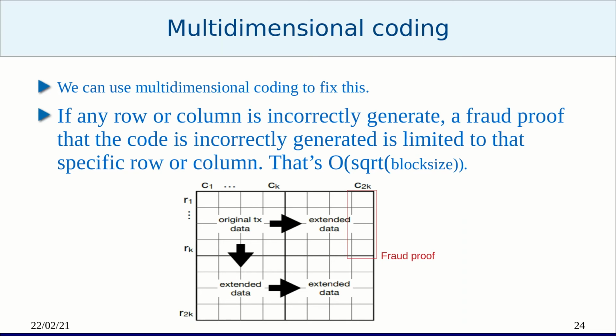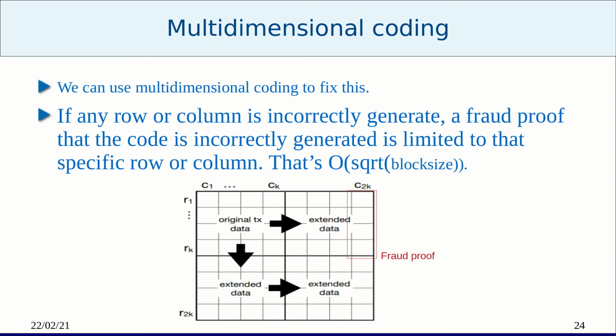The way that works is that you first arrange all the pieces of the block data into a square. So in this example, we've arranged the original transaction data into a 4x4 square with different rows and columns. Then you individually erasure code each row and column in that square, so then you have an even bigger square. In this example, we've extended a 4x4 square into an 8x8 square. And once you do that, you require the miners to commit to the Merkle root of each row and column of that square in the block header.